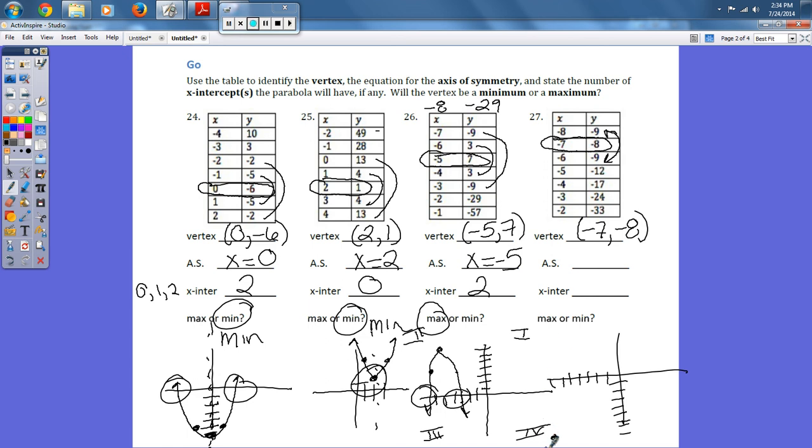(-8, -9) is going to be further down. Okay, not much of a picture here. The axis of symmetry is x equals -7. It's not going to have an x-intercept because it's going to be way down here in quadrant 3, and it will spill into quadrant 4 there, but that's going to be a maximum value because it's opening down.